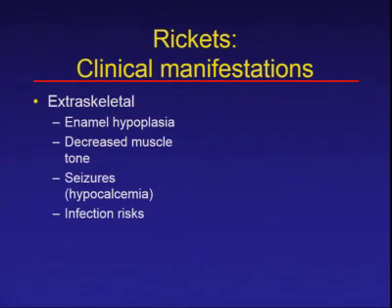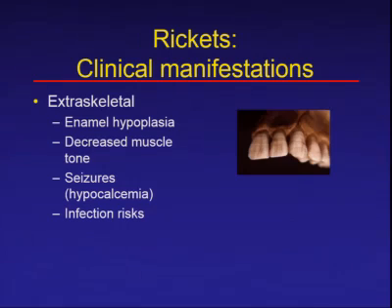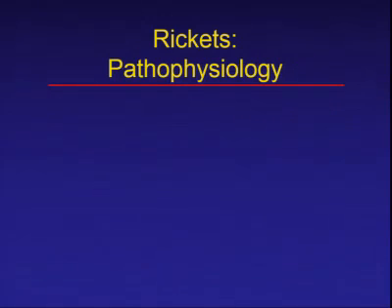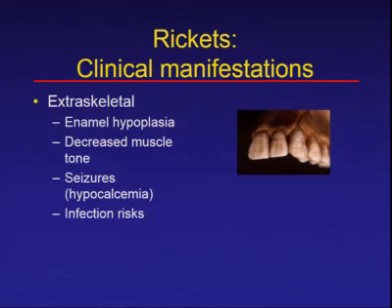Some extraskeletal manifestations. This includes enamel hypoplasia. They can have decreased muscle tone. Depending on the cause for the rickets, if they have significant hypocalcemia, they may develop neurologic symptoms with seizures. And these patients in severe states do seem to have some levels of immune suppression and can be at risk for some infections.